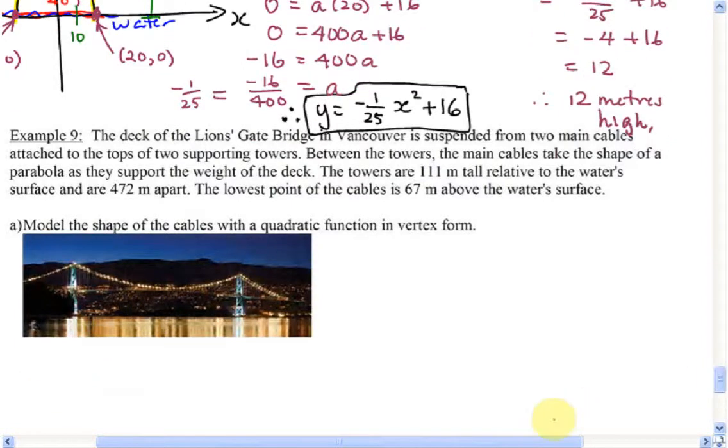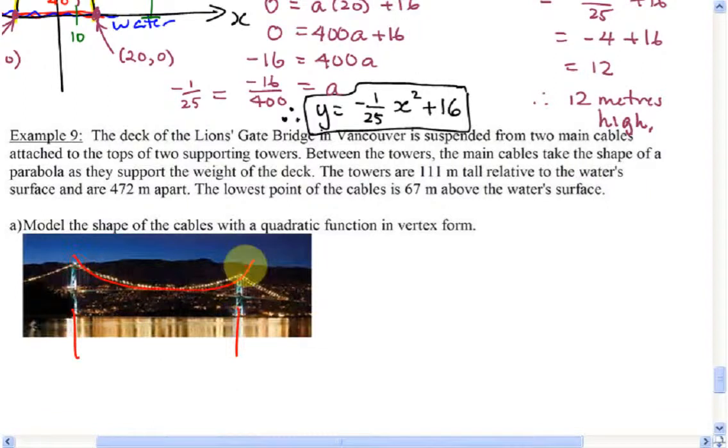Let's go back to the question here, please. All right, here's what we're asked to do. I'll wait for you guys to be quiet. It says the deck of the Lionsgate Bridge in Vancouver is suspended by two main cables attached to the tops of two supporting towers. This is actually real data. So here's the two towers, and then the cable is this thing here, like that.